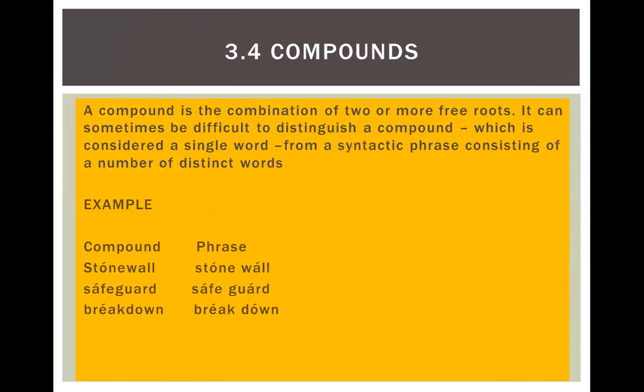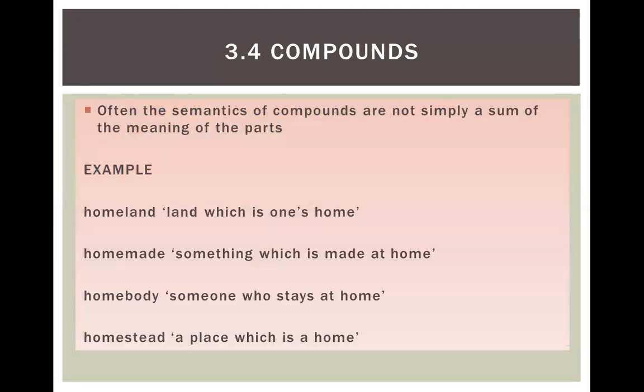A compound is a combination of two or more free roots. It can sometimes be difficult to distinguish a compound, which is considered a single word, from a syntactic phrase consisting of a number of distinct words. For example, blackboard is a compound, while stone wall is a phrase. And often the semantics of compounds are not simply a sum of the meanings of the parts.